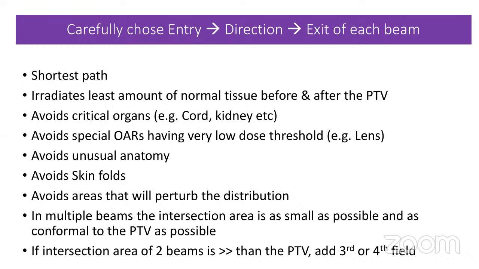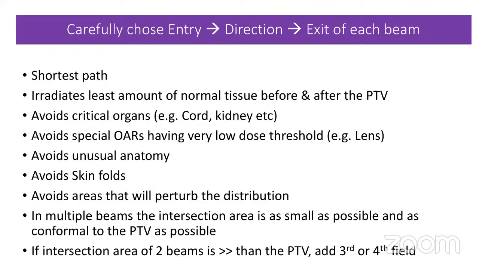Then you avoid organs at risk which have very low dose threshold, such as the lens. Then you have to avoid parts of unusual anatomy. Suddenly somewhere the contour changes very much, or a skin fold comes, or a sort of bump comes. Sometimes these are the areas which will perturb the dose distribution.